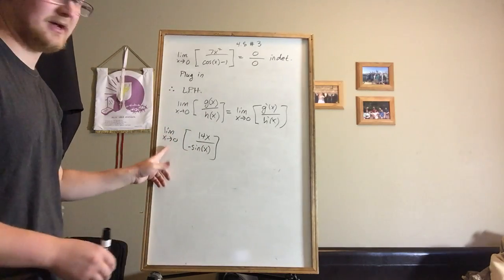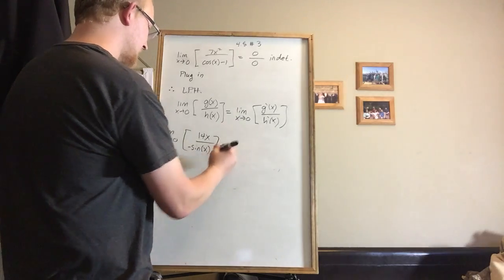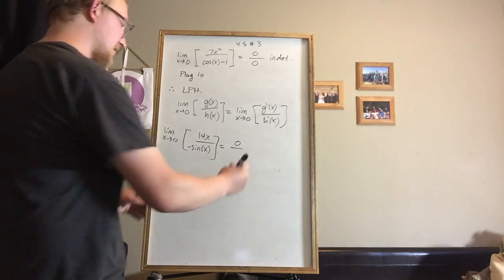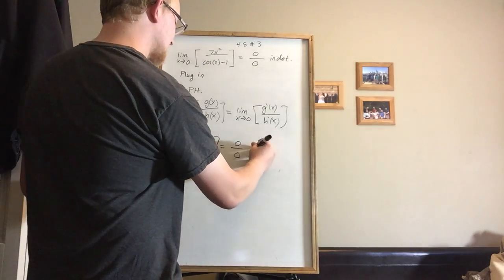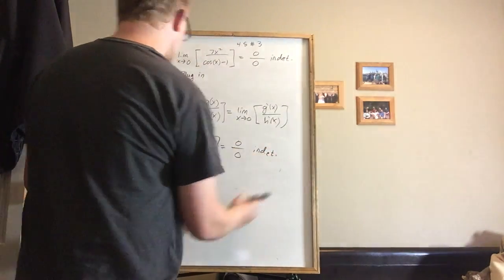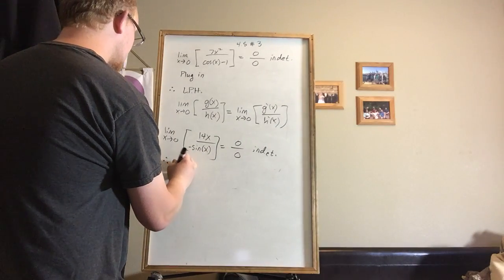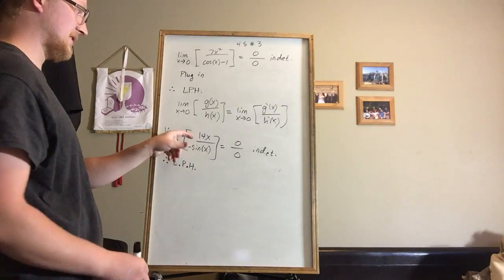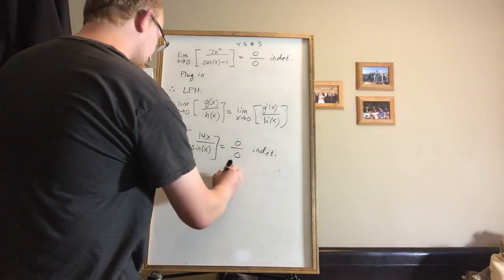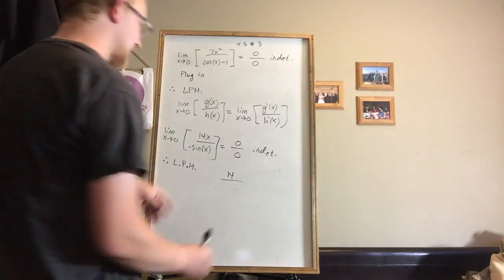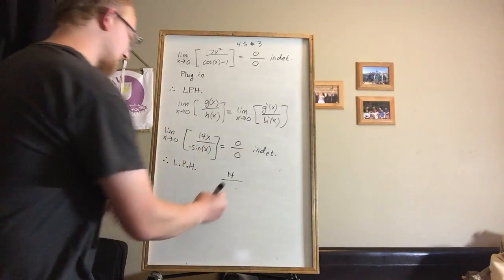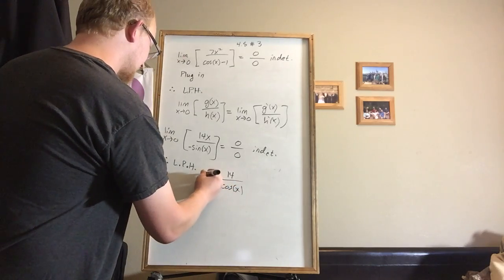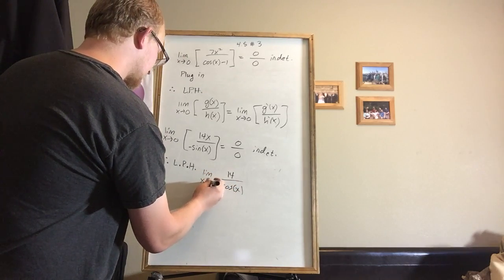So now we plug in our value again. We plug in 0. 14 times 0 is 0, and negative sine of 0 is also 0. So once again, it's indeterminate. Therefore, we'll use L'Hopital's rule again. We take the derivative of the top all by itself, which is 14, divided by the derivative of the bottom. The derivative of negative sine of x is negative cosine of x. And we're taking the limit as x approaches 0.